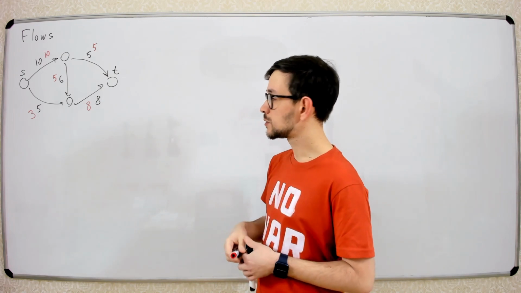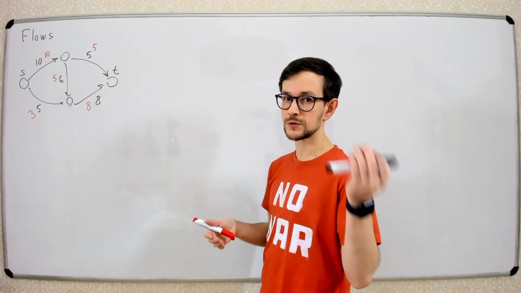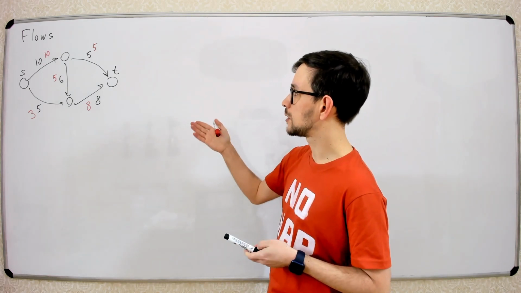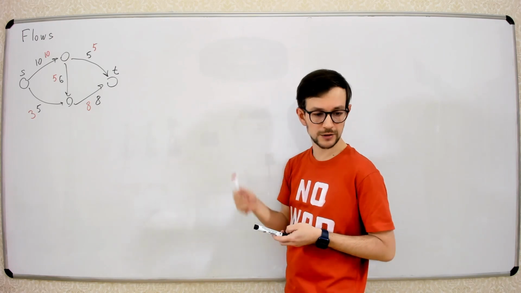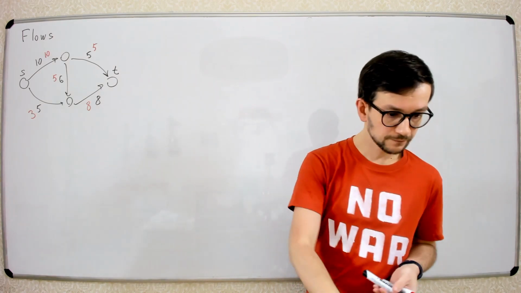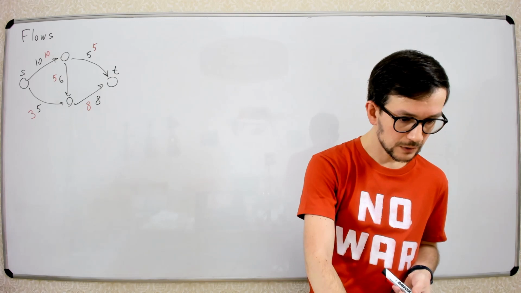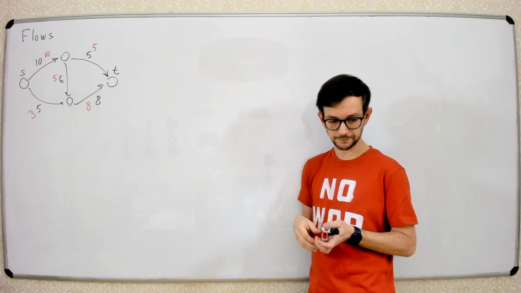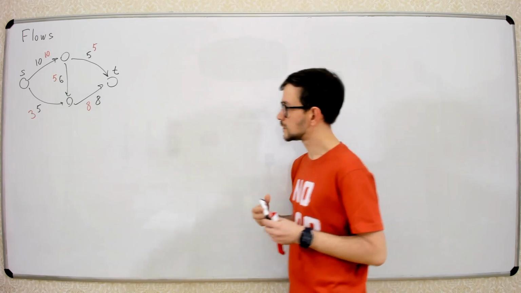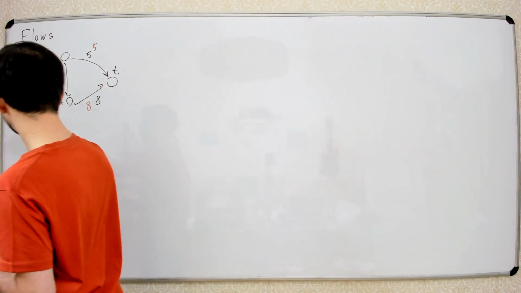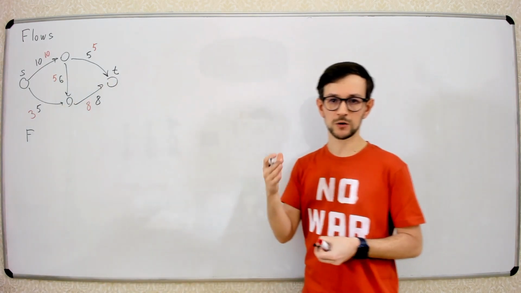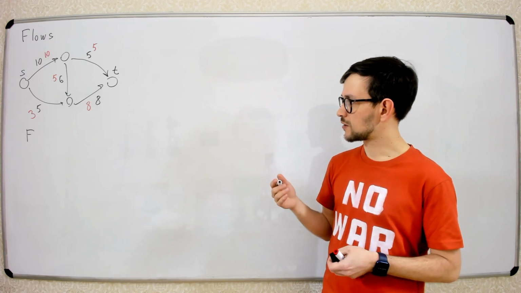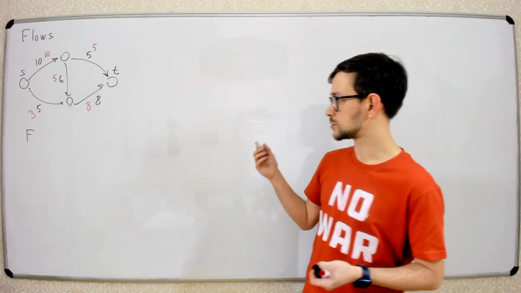What we want is to maximize the amount of liquid flowing from source to sink. How to calculate the amount of liquid? What is the amount of liquid flowing from source to sink in this graph, for example? How to calculate it? It's called F. So F is the value of the flow. So it's the total amount of liquid which is flowing from source to sink. For example, for this graph, we have 13 units of liquid.